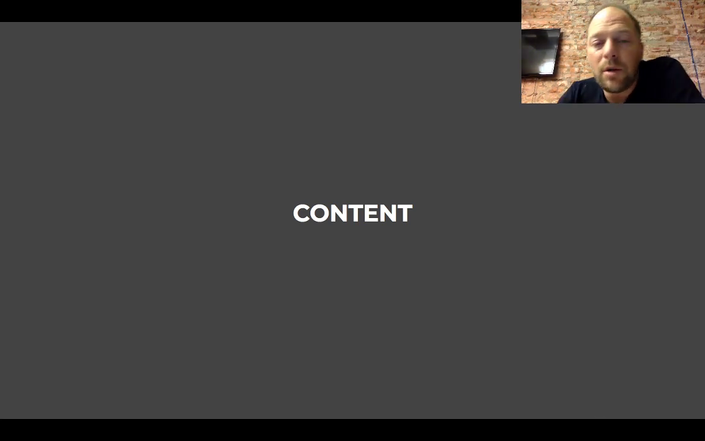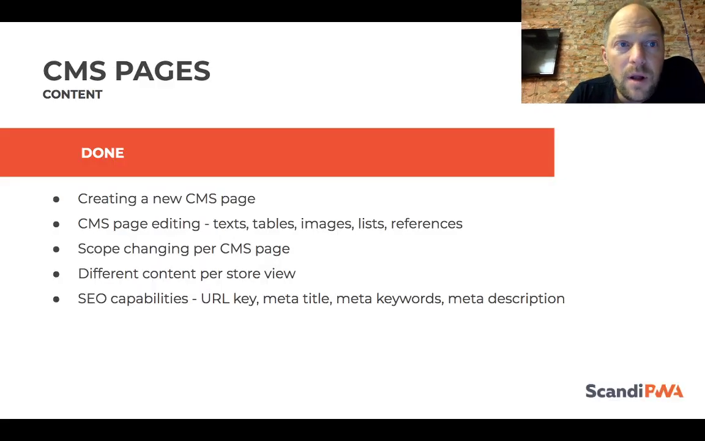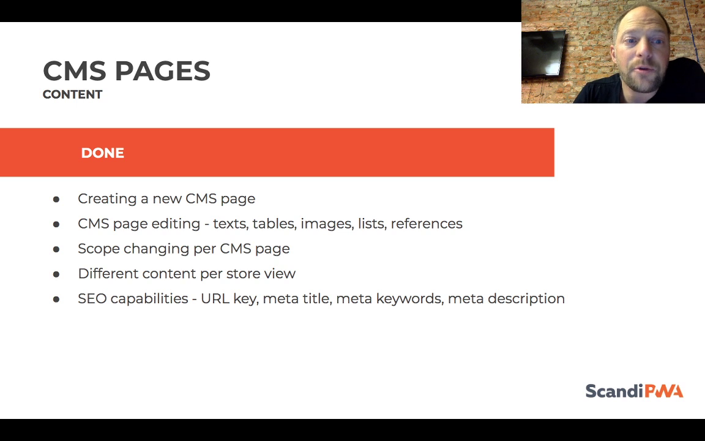Content. How about content? We got products. What about the texts? CMS pages. You can create a new CMS page. All the tables, images, bullet lists, references, URLs will be nicely rendered in the PWA theme. You change something, you refresh the page, you see it has changed. There are also showcase videos in the ScandiPWA user guide on ScandiPWA.com where you can see this.